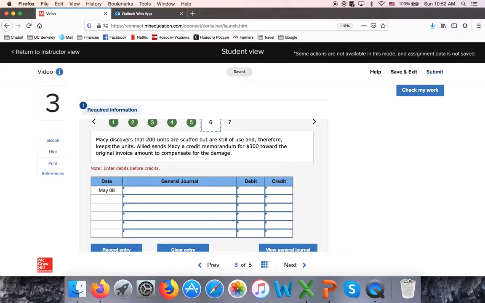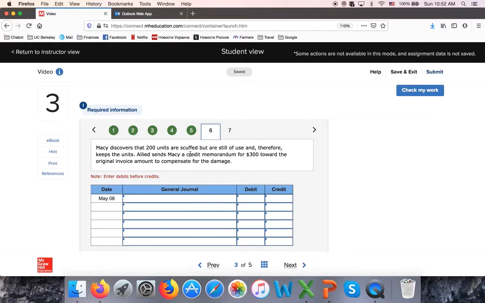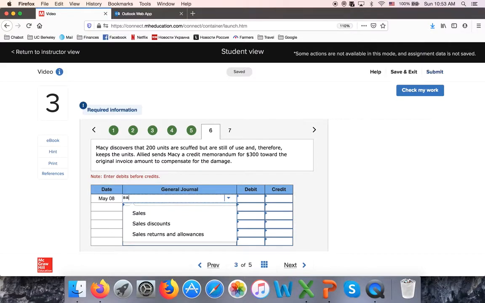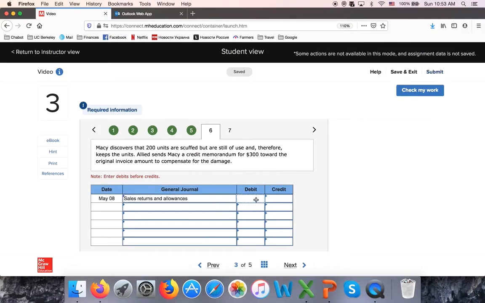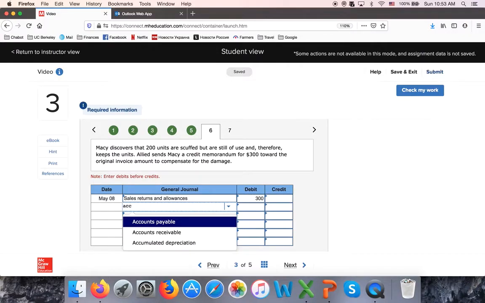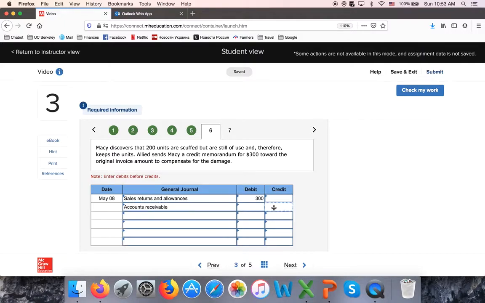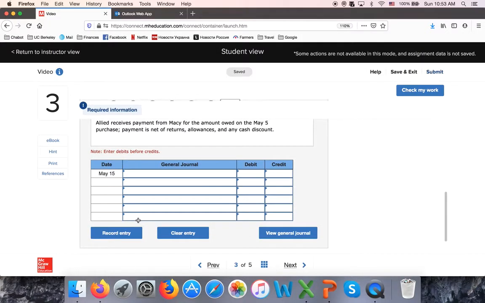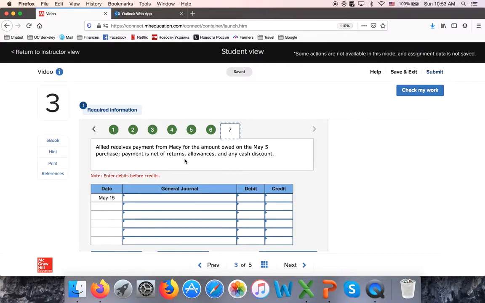And then the last one, Macy discovered that 200 units are scuffed but are still of use and therefore keeps the units. Allied sent Macy a credit memo. So this is an allowance, $300. So all we have to do is sales returns and allowances, debit $300, and we're going to credit accounts receivable. There is no second transaction for merchandise inventory and cost of goods sold because we are not physically receiving it.